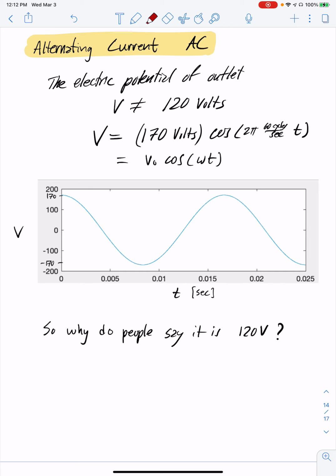Okay, so that's the actual signal. It's oscillating from 170 to negative 170 at 60 times a second. So why do we say that it's 120? This seems like kind of a crazy thing to do, because it's almost never 120.